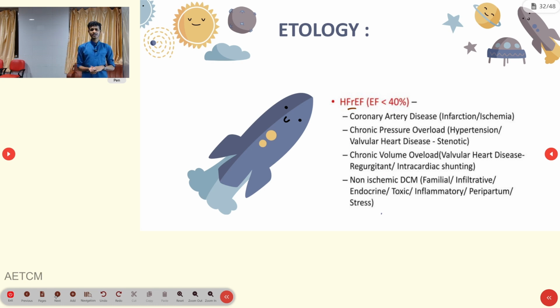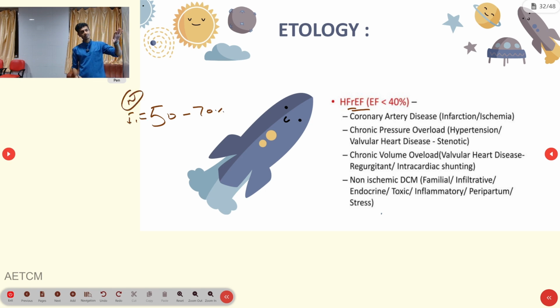And then next coming into what might be the causes. Here we are categorizing based on the ejection fraction. Ejection fraction means the amount of blood that is ejected from the left ventricle in each beat, otherwise in each contraction. So the normal ejection fraction is about 50 to 70%, right?